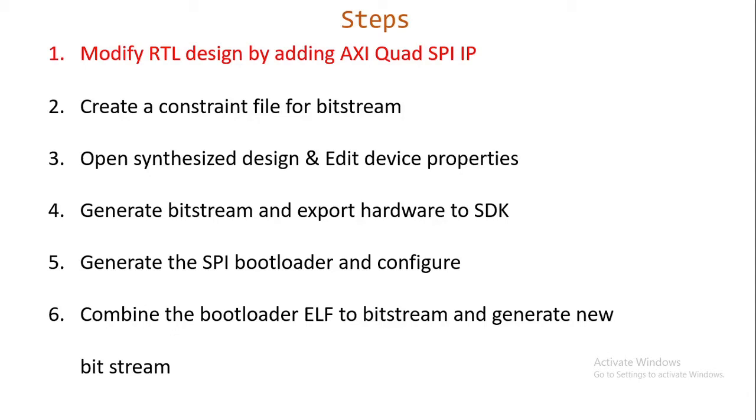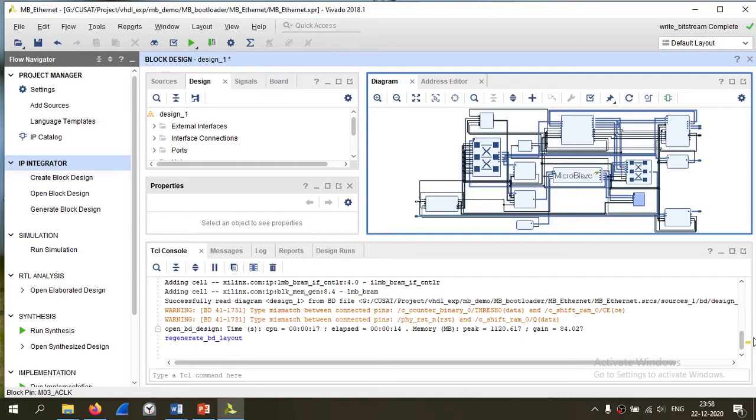So the first step we have to do is to open your RTL design in Vivado and then add the AXI quad SPI IP to your RTL design. So let's go ahead and do that first. Now I have opened the design which has both MicroBlaze and Ethernet in it. Now we'll go ahead and add the AXI quad SPI IP into this design.